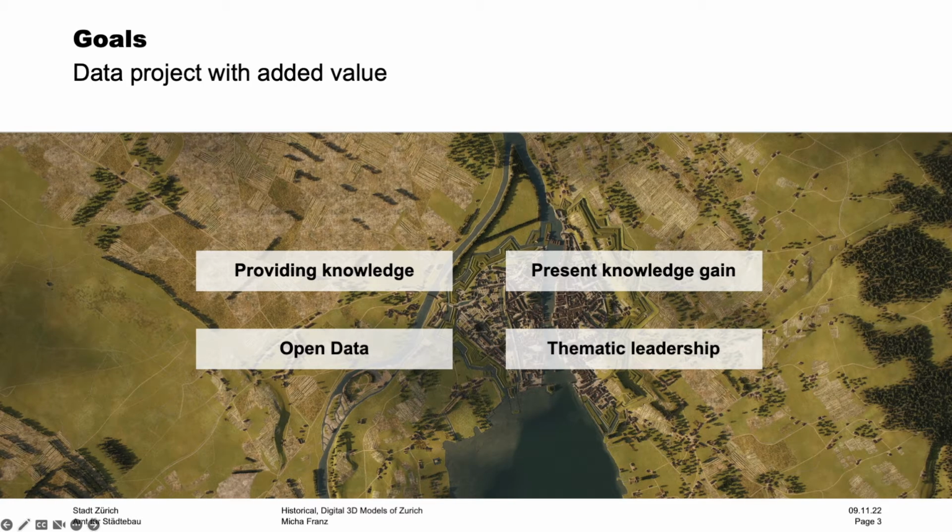Now, the goal of this project is not just to make a nicely looking model. It should also provide knowledge about the city's past. It should be accessible to everyone and present new gains in knowledge. And everything that's published is open data and can be used by everyone. And since it's a publicly funded project, this is a way of giving some of that back. And another aspect important for the city is that we are able to claim the thematic leadership of Zurich's past by providing and maintaining these comprehensive models.